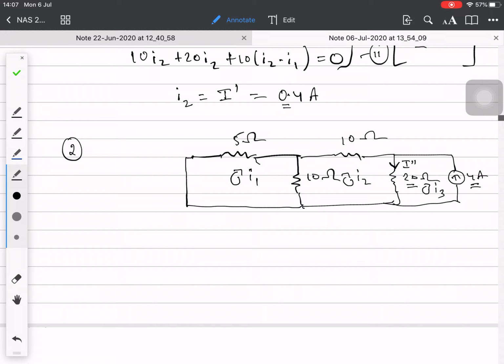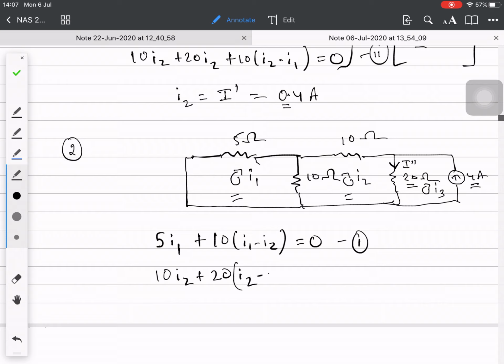So quickly, if I go through these loops, if I apply KVL in this loop, I will get 5I1 plus 10I1 minus I2 equal to 0. So this will be the first equation. Then in the second loop, if I apply KVL, I will get 10I2 plus 20I2 minus I3 plus 10I2 minus I1 equal to 0, right?